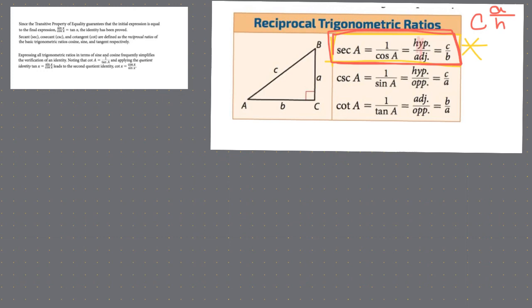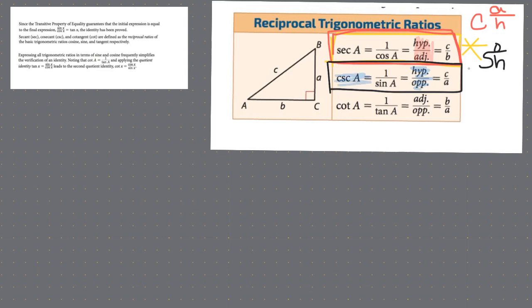We flipped it over. It's the hypotenuse over the adjacent. That is the secant. It's the reciprocal of the cosine. Now, same thing with the cosecant. The cosecant is the reciprocal of sine. Instead of SOH, we're going to flip that over, and it's going to be the hypotenuse over the opposite. So here it is. That's the reciprocal. It's cosecant.